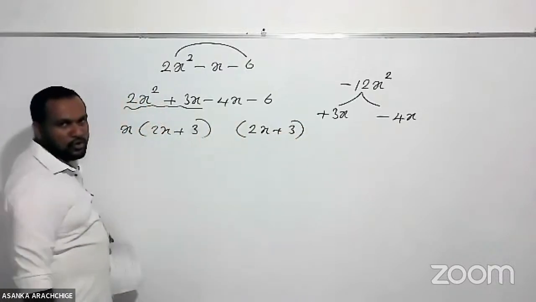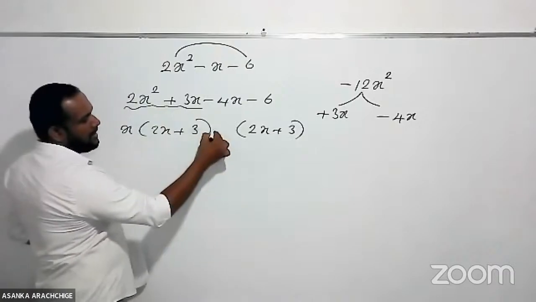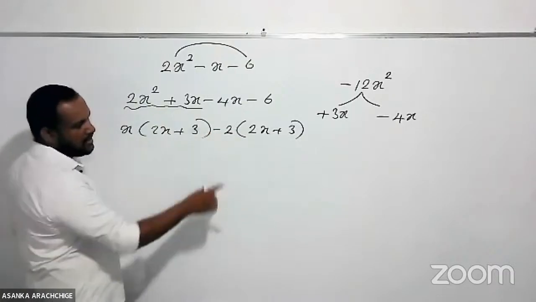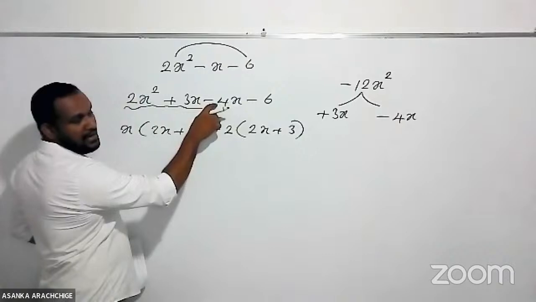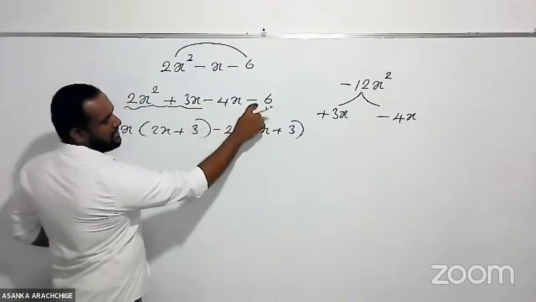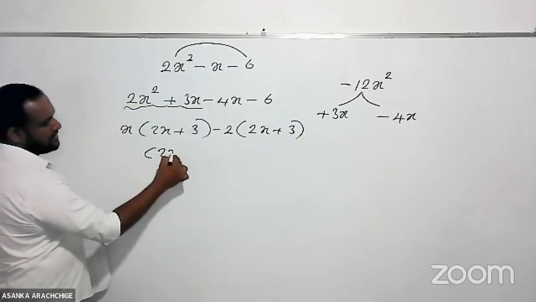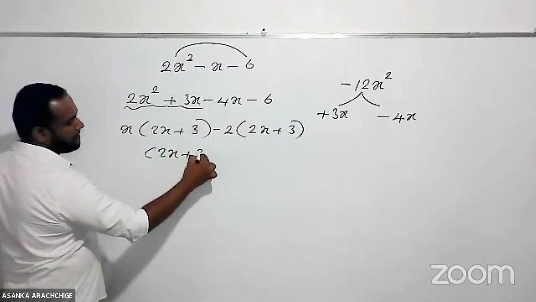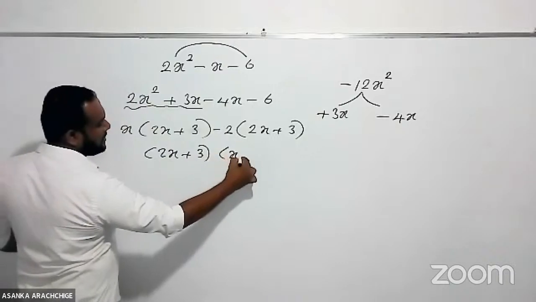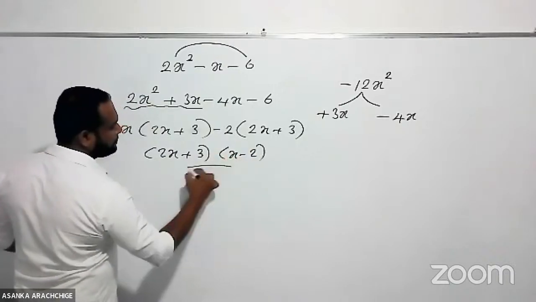Then here, what do we want? Minus 2, no? Minus 2 times 2x is minus 4x, minus 2 times 3 is minus 6. Therefore, the answer is 2x plus 3 times x minus 2.